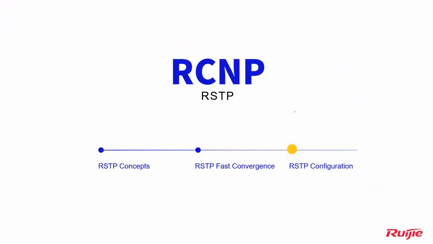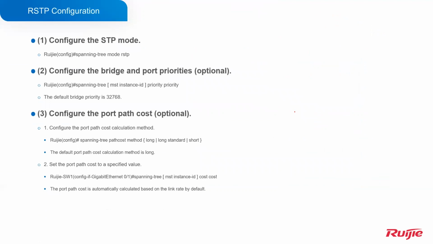And next, let's see the configuration of RSTP. Firstly, configure the STP mode by using the command stp mode rstp, right? And then configure the bridge and the port priorities. This is optional. You can use these commands to change the priority so that you can control the election result. For example, if you want one of the switches to be the root, you can manually change the priority of the root. Or if you want one of the ports to be the root port, you can manually change the priorities to affect the result of the election.